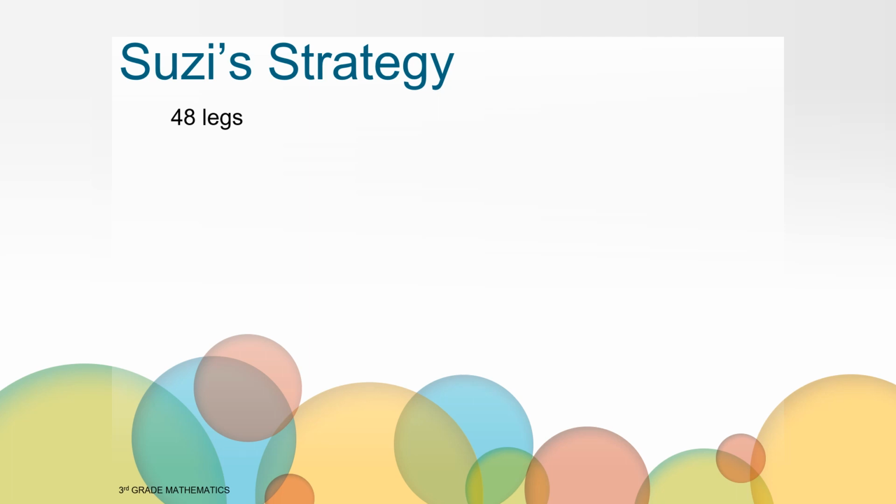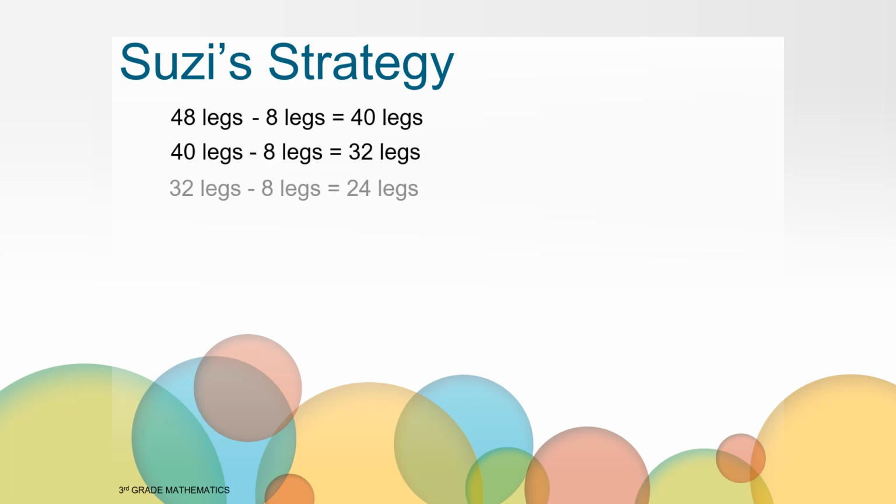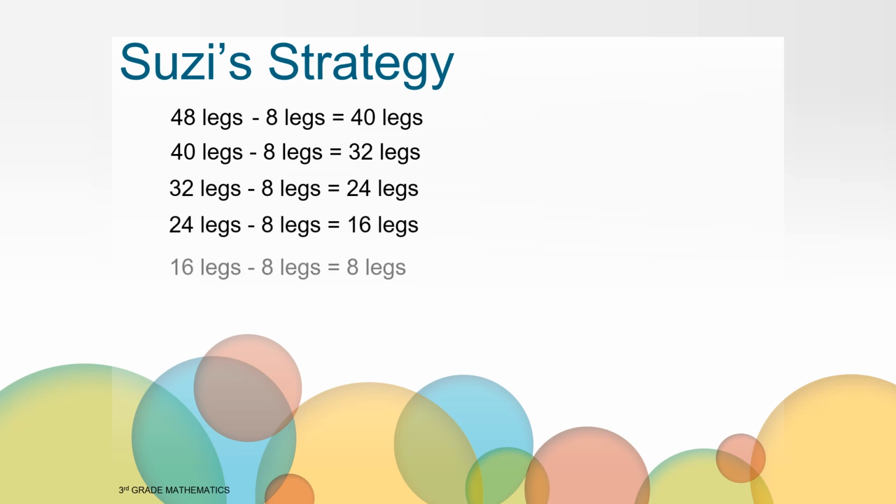All right, let's take a look at how a couple students solve this problem. First, we'll start with Suzi. She began with 48 legs, and since she knew that each crab had 8 legs, she subtracted 8 legs from the total of 48 legs. Then she continued to subtract 8 legs until she got to 0 legs.